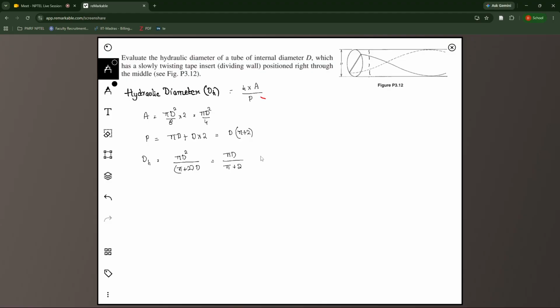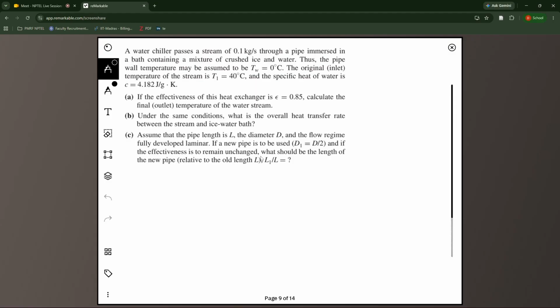But for now, I think how to calculate this is clear. Are there any questions? If there are no questions, then we'll move on to the next problem. This is where the concept of effectiveness that I introduced a little while ago, you can use that and solve it yourself.